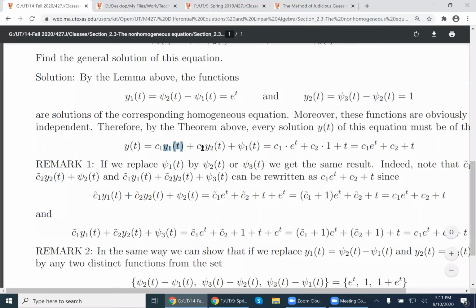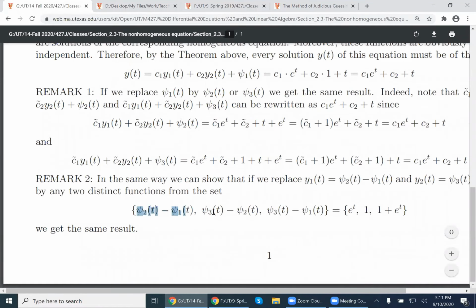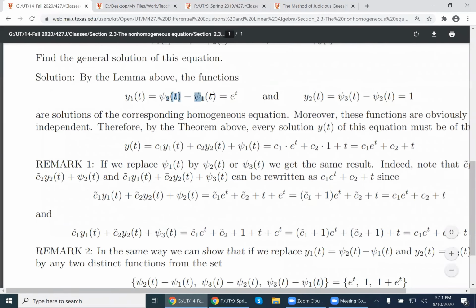Same for y1 and y2. We don't have to use just these 2 differences. We can use this and this. We can use this and this. We can use this and this. The reason why we use these 2 differences is the following. The resulting expressions are as simple as possible. Therefore, it's very easy to prove that they are linearly independent.